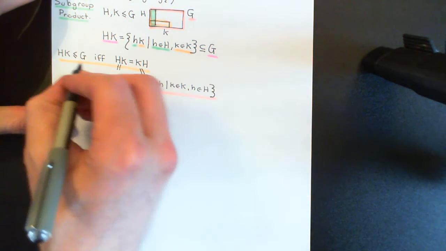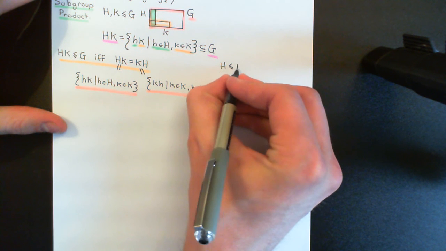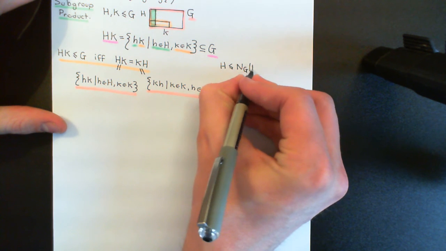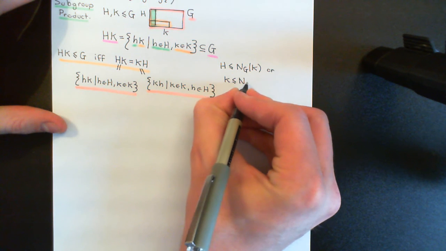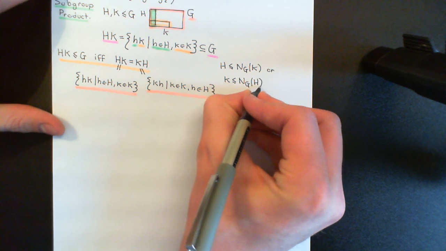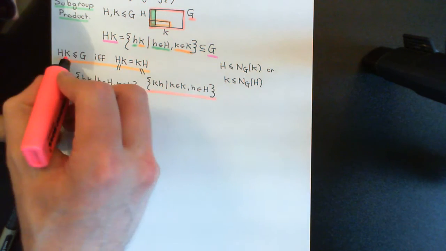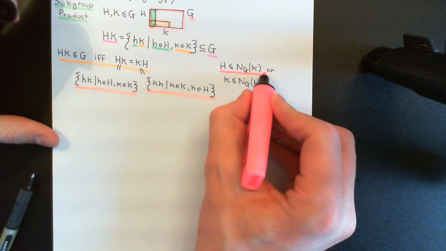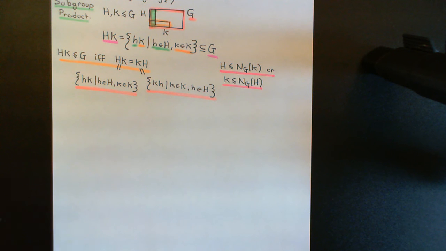Okay, so one of the ways that you can ensure this is true is if either H is a subgroup of the normalizer of K in G, or if K is a subgroup of the normalizer of H in G. So if either of these is true, it will imply that this is true, and therefore that the subgroup product of the two is actually a subgroup of capital G.